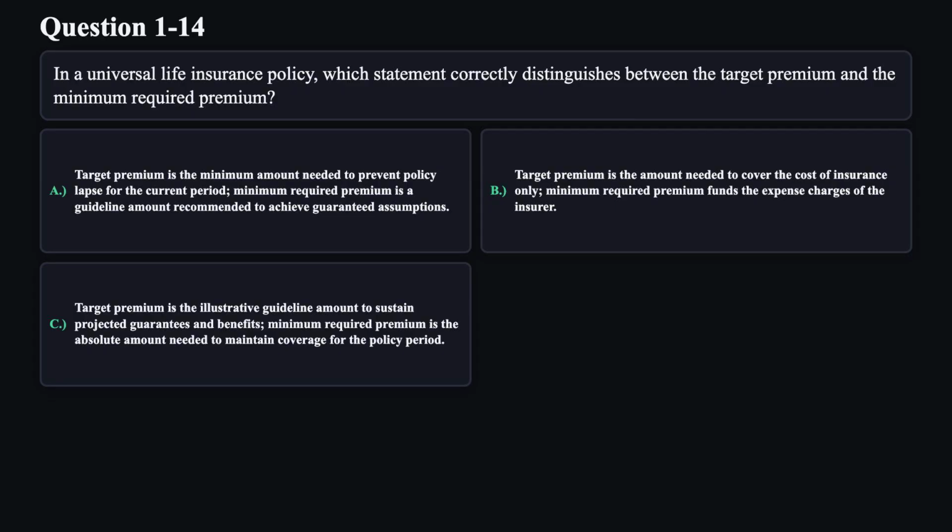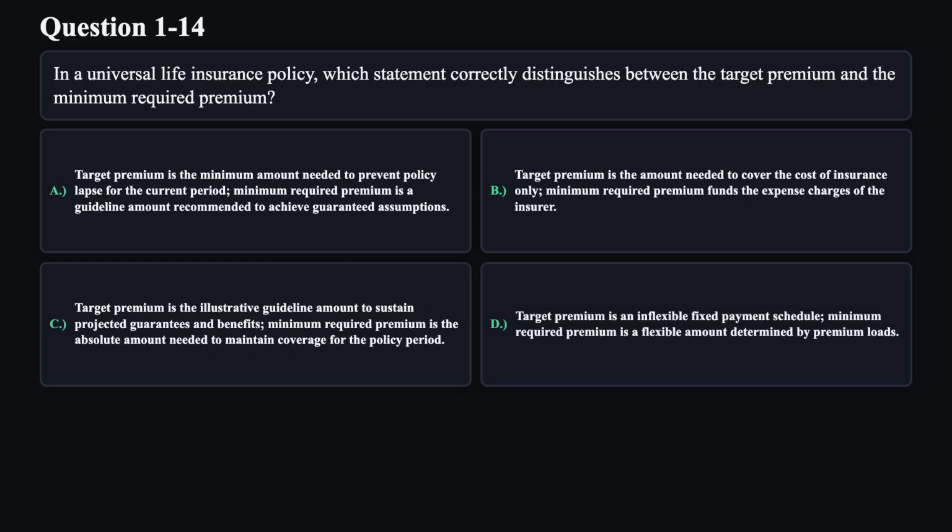C. Target premium is the illustrative guideline amount to sustain projected guarantees and benefits. Minimum required premium is the absolute amount needed to maintain coverage for the policy period. D. Target premium is an inflexible fixed payment schedule. Minimum required premium is a flexible amount determined by premium loads.